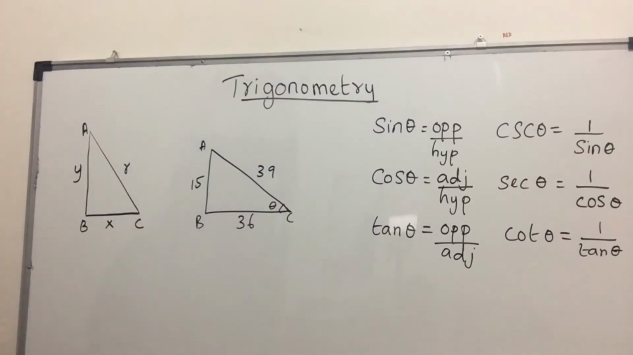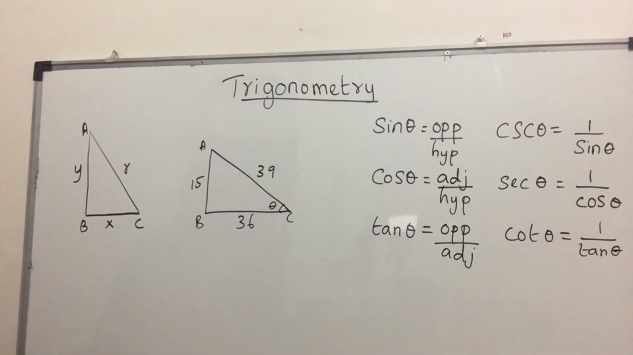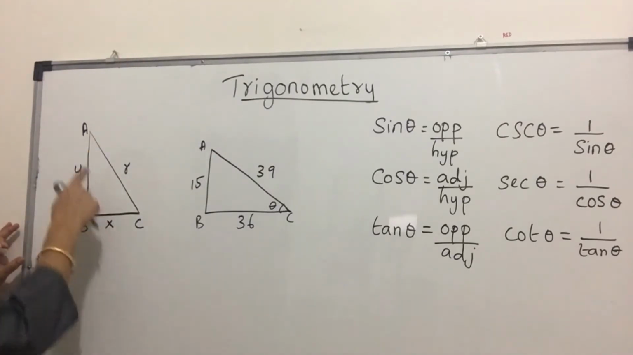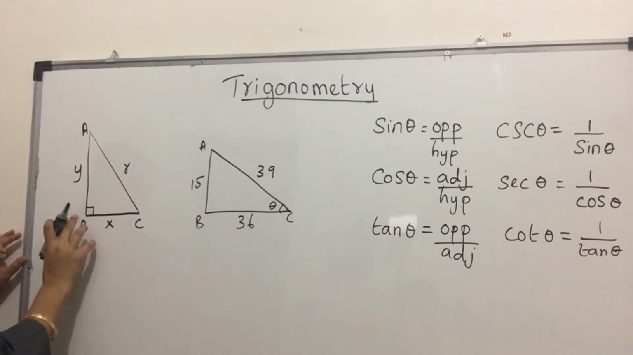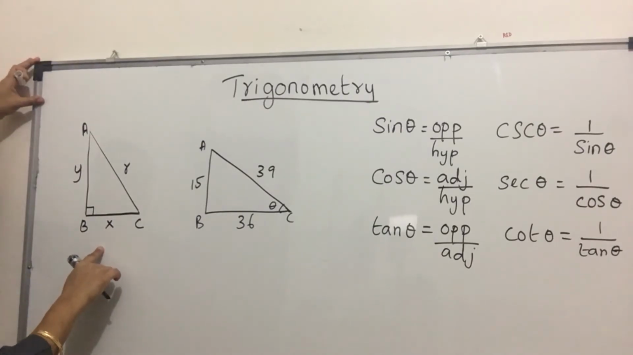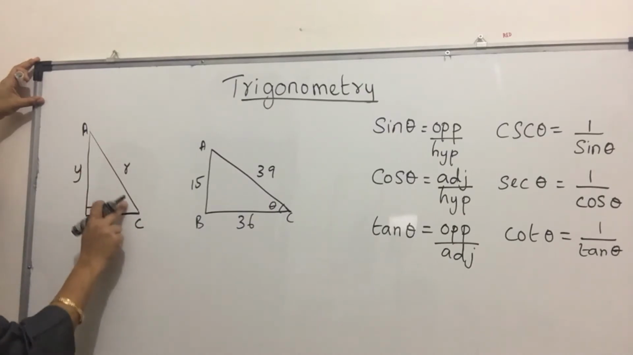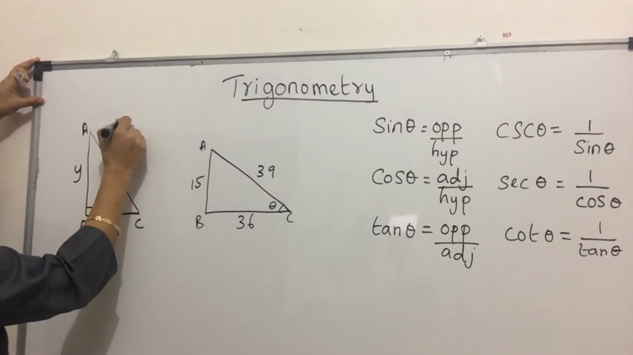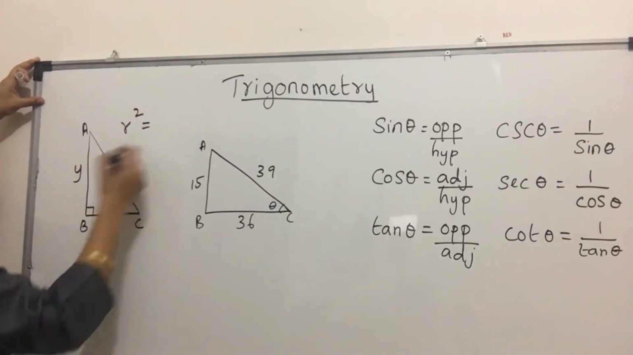In this video, we are going to see some trigonometric calculations. For a right triangle, if you are sure that it is a right triangle, then you can use the Pythagorean theorem. The hypotenuse is the longest side of a right triangle, which is equal to r. So r square is equal to x square plus y square.